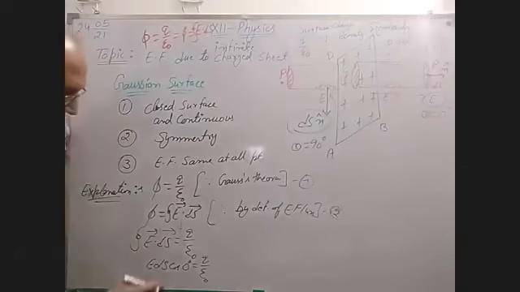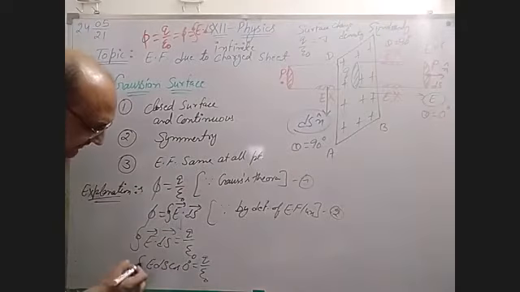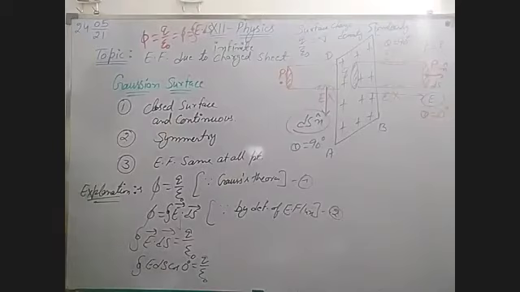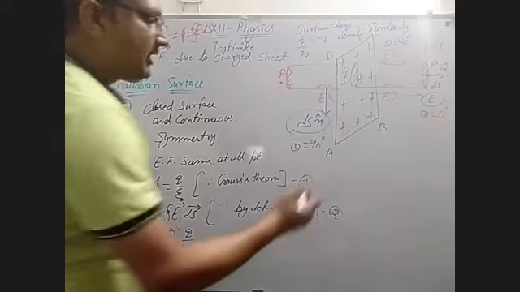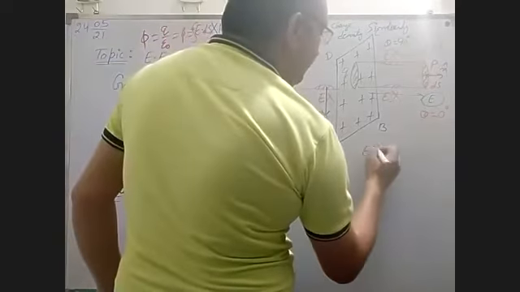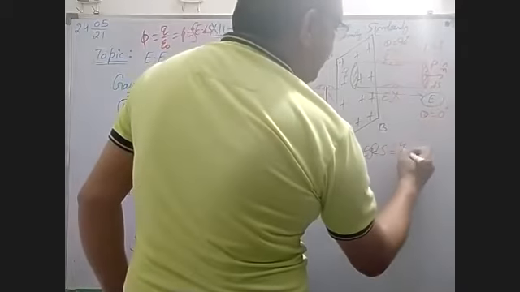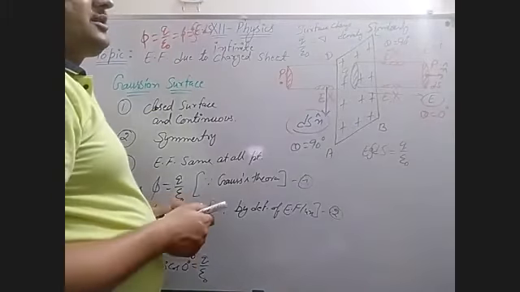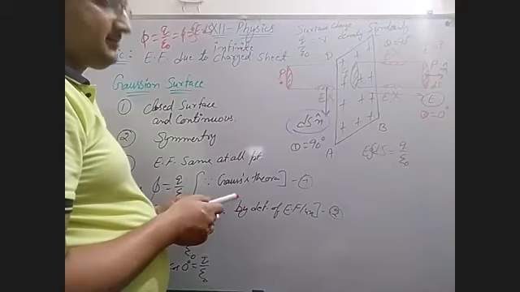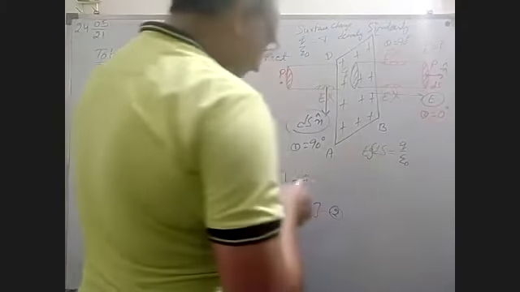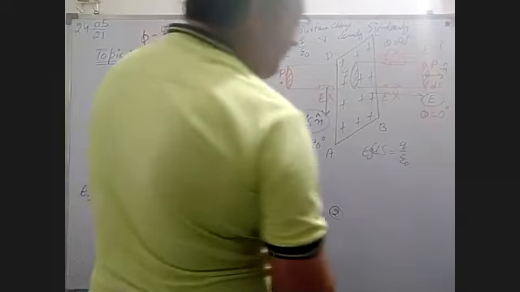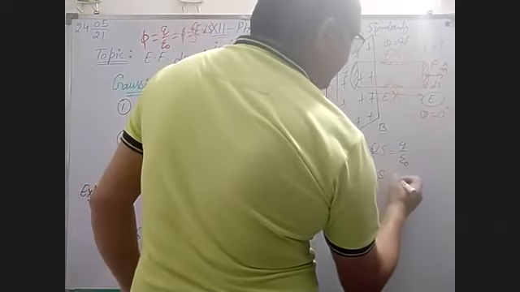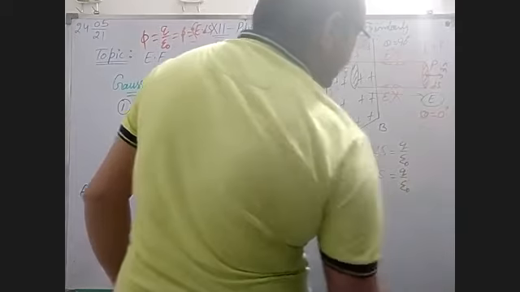Okay, now E ds cos 0 degree is equal to Q by epsilon naught. What is the value of cos 0 degree? 1, and we now have E ds is equal to Q by epsilon naught. What is the integration of ds? E into S equals Q by epsilon naught.